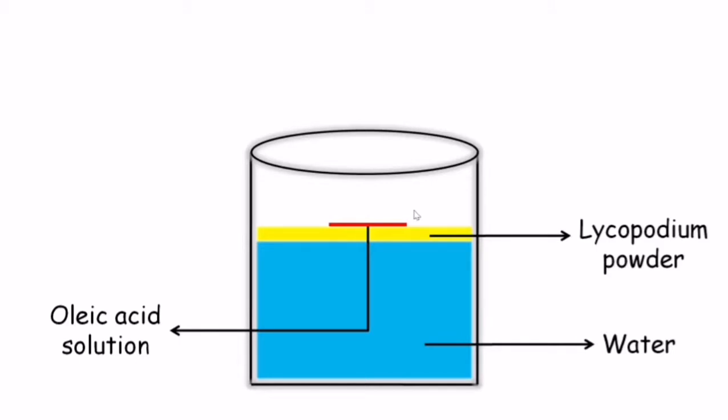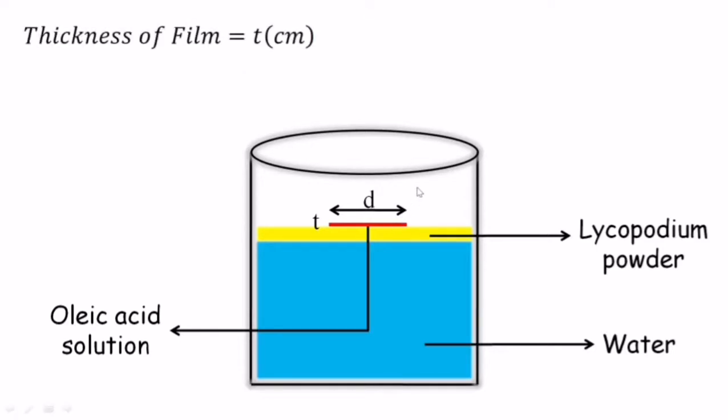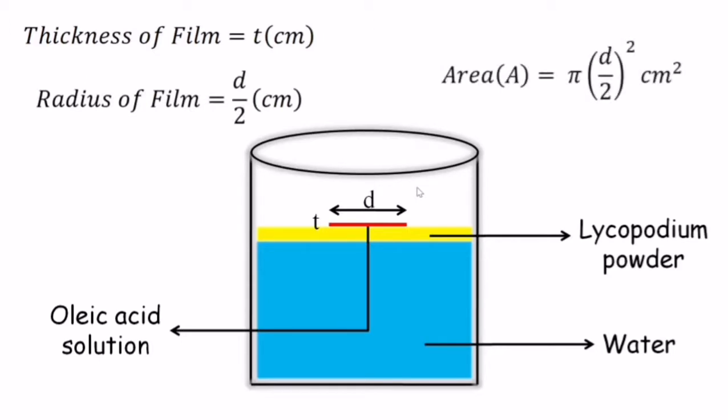So from the side view, if you see, we will see that it has some thickness and some diameter, right? So we can use a scale to simply measure this diameter of the circular film, and now you have the thickness t. The radius will be half of the diameter, that is d by 2. So you can easily calculate the circular area as pi into d by 2 square, right? And all these will be in centimeters, so your area will be in centimeters square.